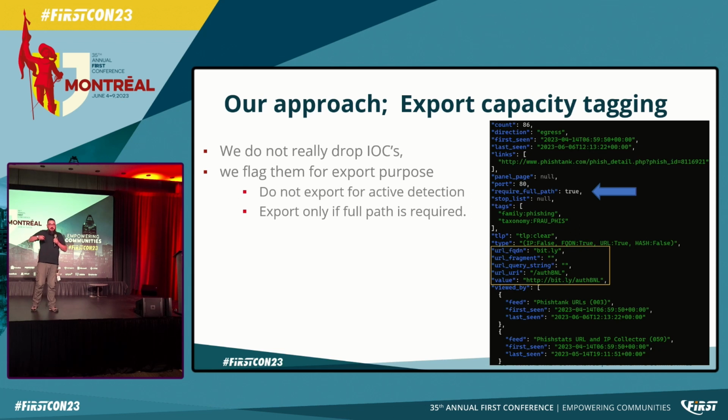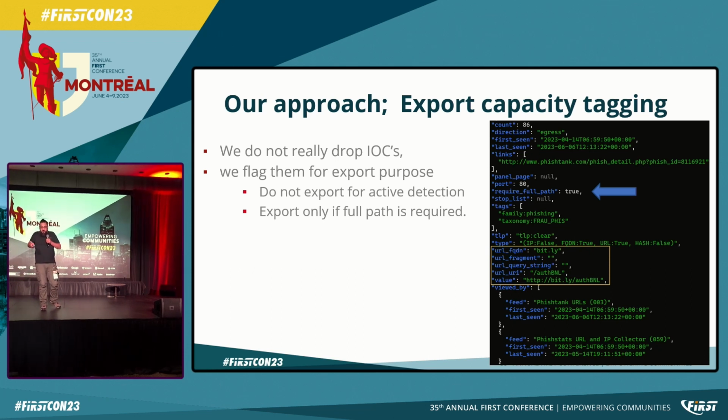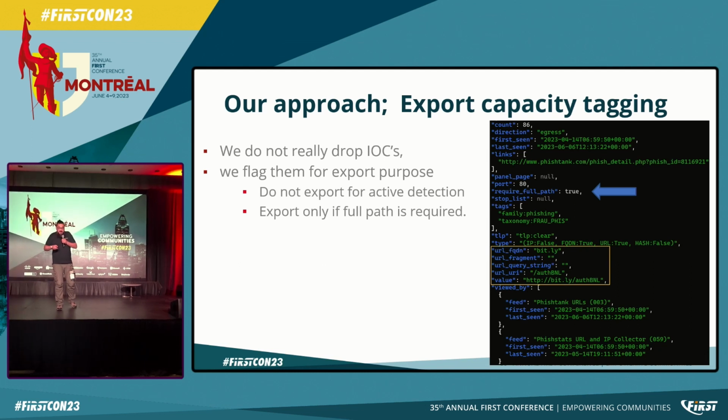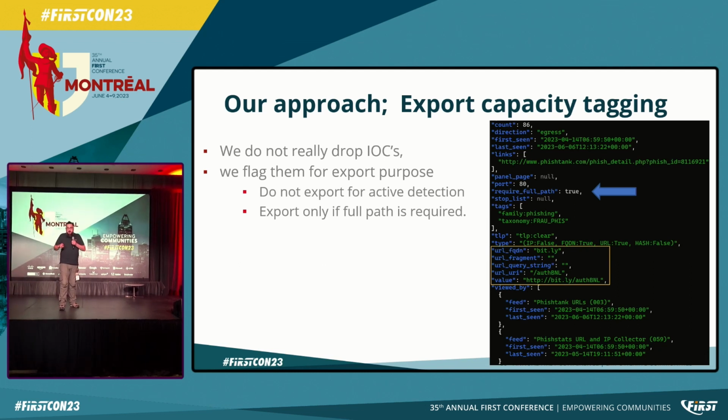We tag the IOCs with export capacity. So we don't drop anything, but for example, when we have a bit.ly, if you have only the FQDN, it will give you tons of false positives. So we tag it with a field which is named recurrent full path. If you are requiring only FQDN, this IOC will disappear. If you have the capacity to see the whole IOC, you will have it. So it gives you the opportunity to keep the IOC if you have more capacity, if you do SSL interception and so on.